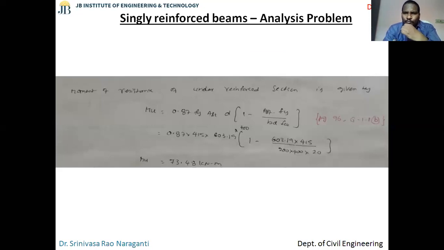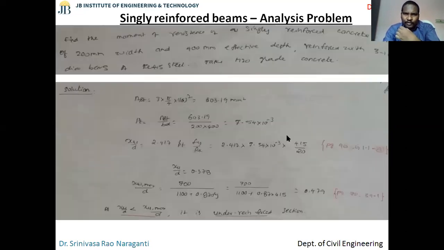I'm doing only very small problems, but next class we'll do the complete design, A to Z. For a beam, we'll do everything, including shear design, development, and everything. But here I'm talking about part B questions, like if you were asked to find the moment of resistance of a singly reinforced beam, or the reinforcement of a doubly reinforced beam, or the concepts we're discussing here. So this is how we find the moment of resistance of a singly reinforced beam.